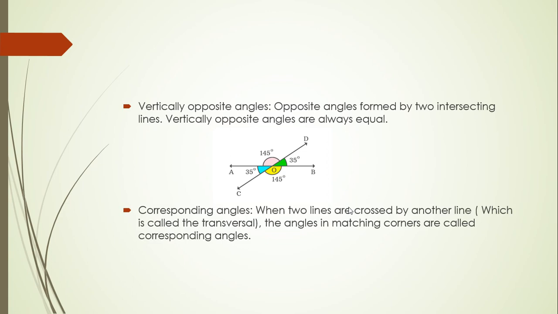Corresponding angles. When two lines are crossed by another line, which is called the transversal, the angles in matching corners are called corresponding angles. Corresponding angles are also formed in the shape of the letter F. You can see the F alphabet. Here in the picture you can see angle 1 is equal to angle 2. They are on the same side of the transversal and in the matching corner.